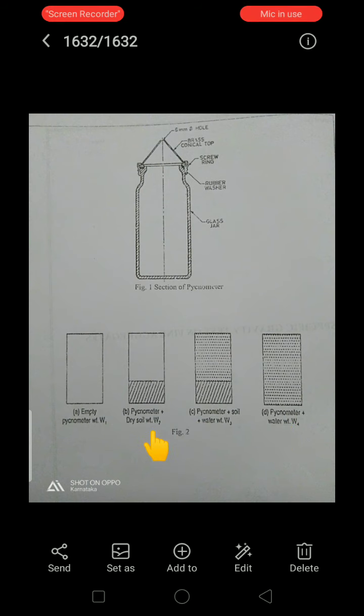So the first one is the empty weight of the pycnometer, W1. The second is the weight of the pycnometer plus 1/3 height of soil filled in the pycnometer, W2. In the third step we take the weight of the pycnometer plus 1/3 height of soil plus water, W3. Then W4 is the weight of the pycnometer plus water. So this is the procedure. Once we have taken down the weights W1, W2, W3, W4, this is the formula to find out the specific gravity of aggregate.